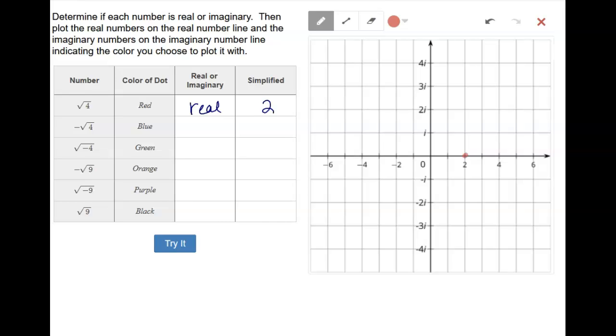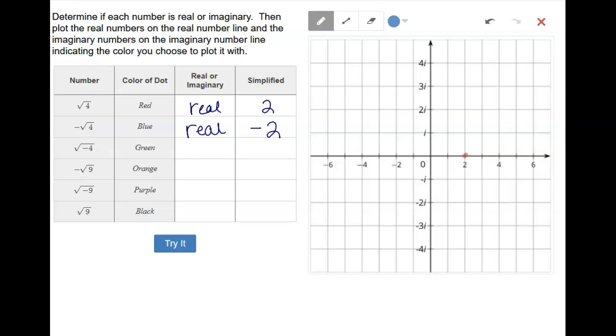All right, so next one we have negative square root of 4. We're going to do that one in blue. Okay, so we can take the square root of a positive number, and it doesn't matter that negative. If that negative is outside, it's still okay. So this is still a real number. It's the same thing as the square root of 4, just with a negative sign in front of it. So this would be negative 2.